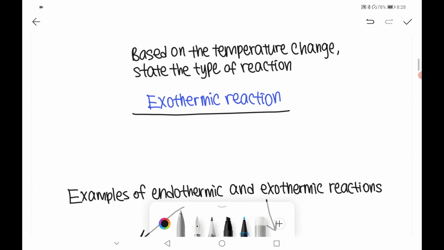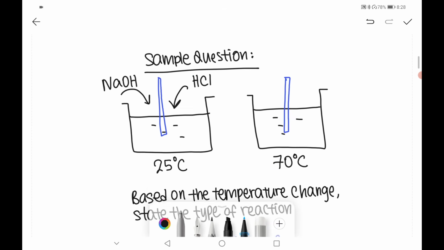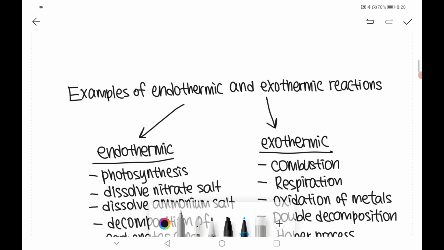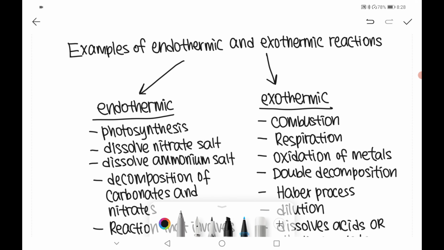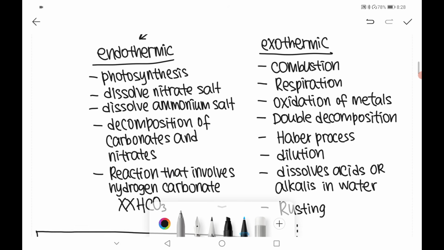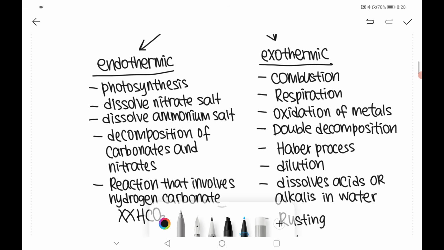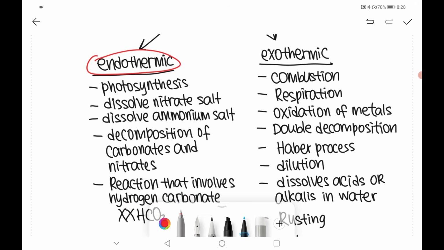All right, after we covered this question, let's continue a little bit more. Here are some examples of endothermic and exothermic reactions. Let me go through it with you first. For endothermic reactions, we have photosynthesis, which is true, right?